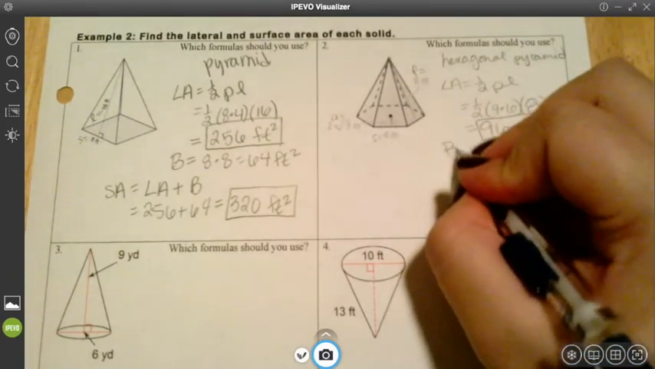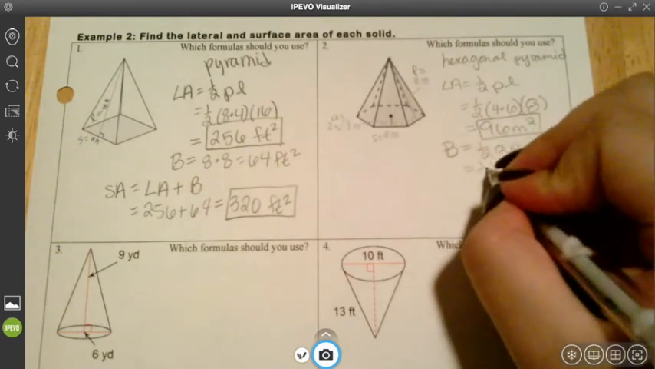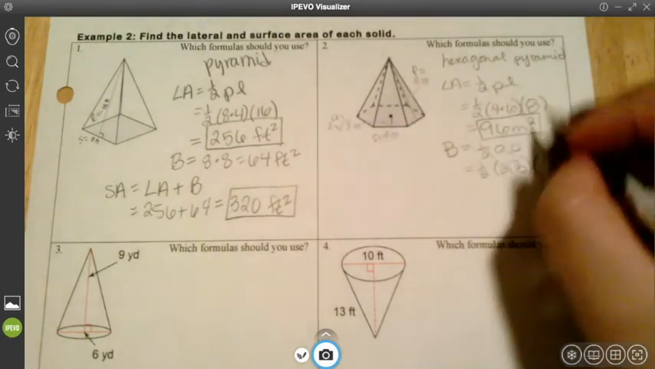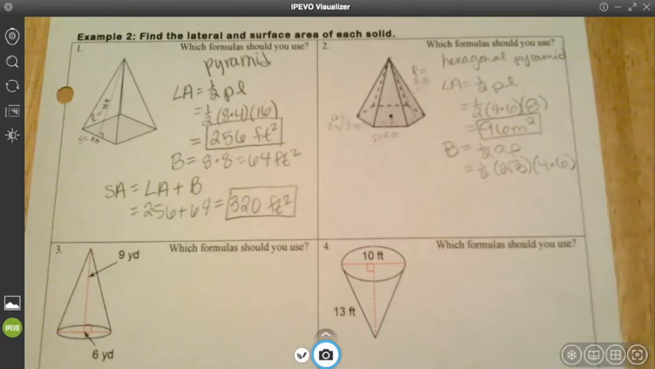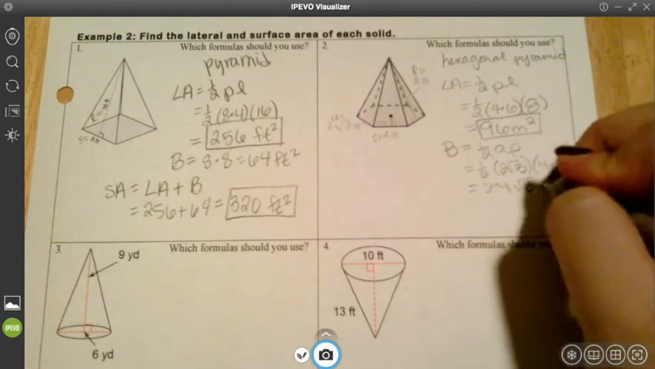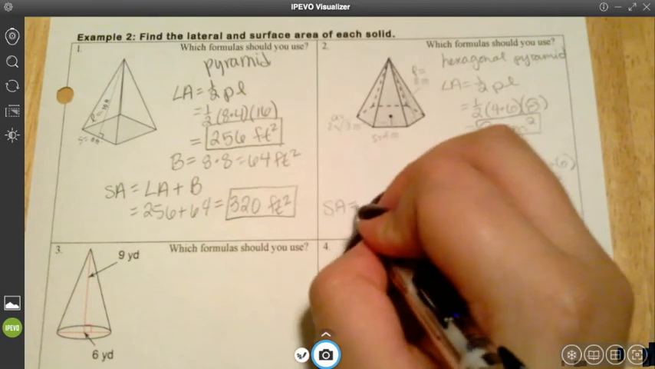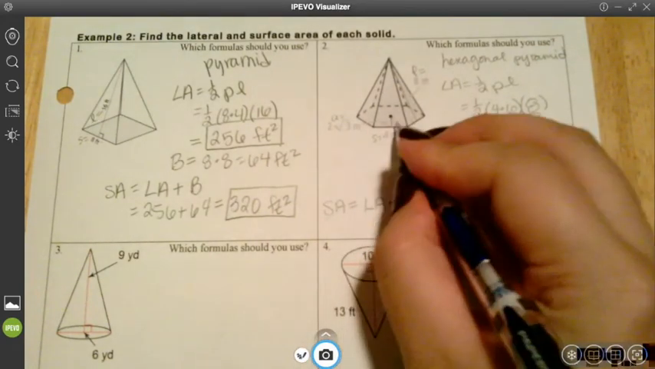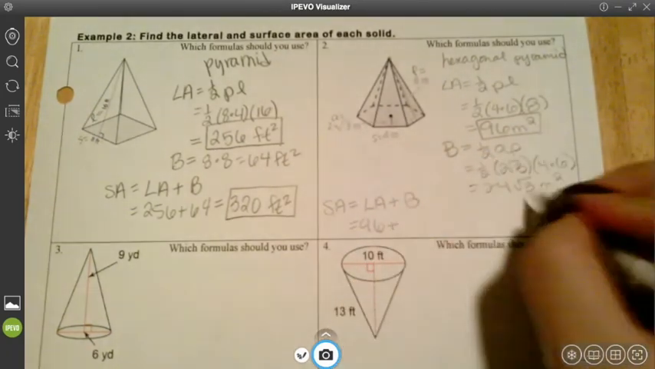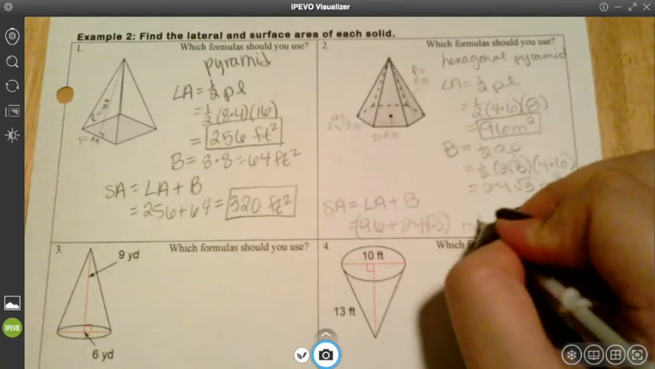Our base is a hexagon, so we use 1/2 AP, where my apothem is 2 root 3. And the perimeter we said is 4 times 6, same perimeter as before. Put that into the calculator, we get 24 times the square root of 3 square meters. Finally, we have enough information for our surface area, which is lateral area plus how many bases do we have? Just one. So that's 96 plus 24 times the square root of 3. All of that is square meters.